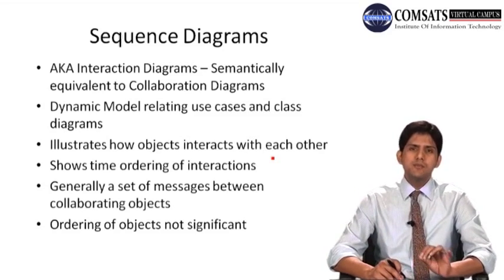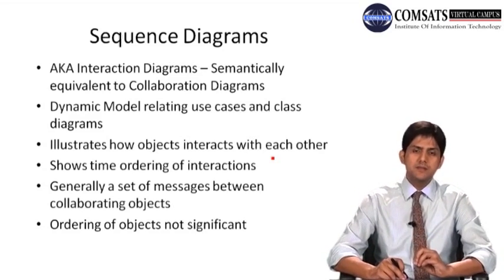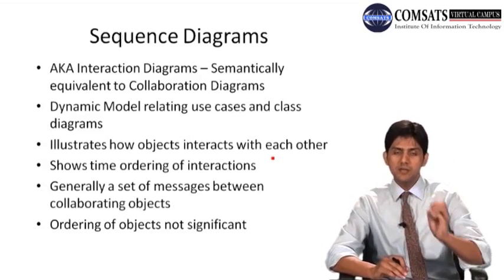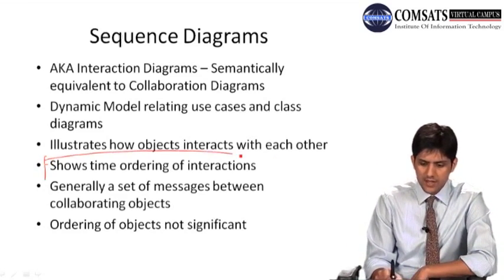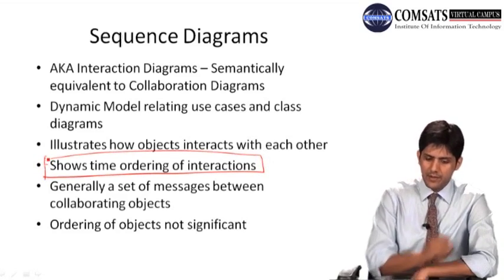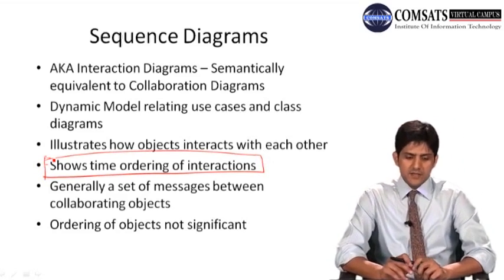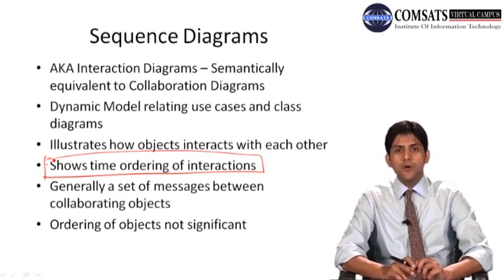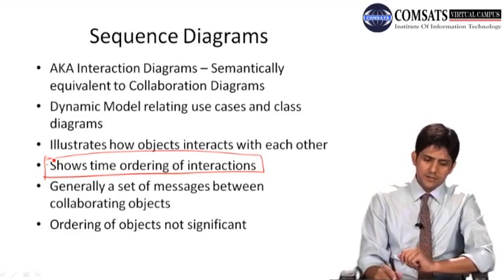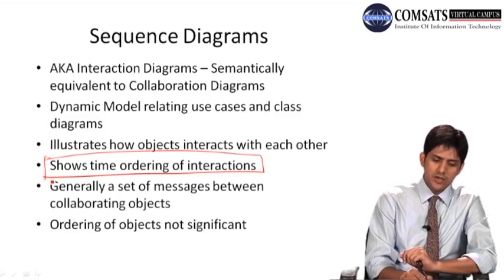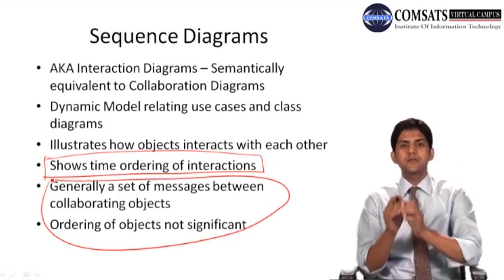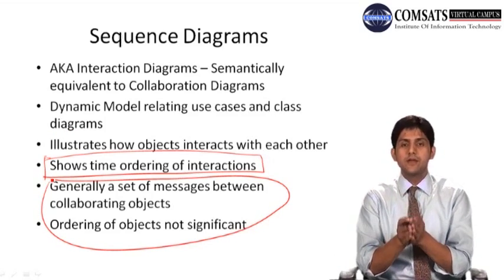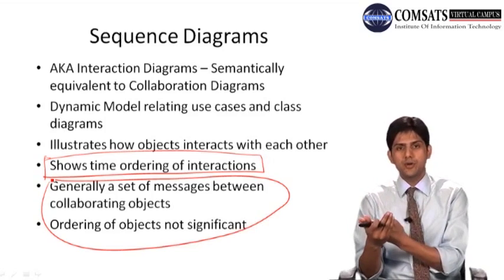And what is the most important thing that a sequence diagram tells, apart from the interaction between different objects? It shows the time ordering of the messages, or time ordering of interaction between different objects. This is one of the key things a sequence diagram tells. Generally, it is a set of messages between collaborating objects. This relates to the previous slide, because in a collaboration diagram we are only interested in recording the interaction between different objects, whereas in sequence diagrams we want to know the time ordering.